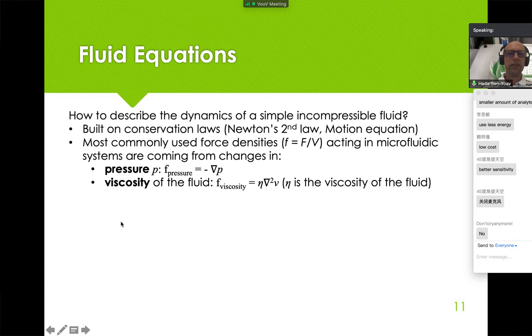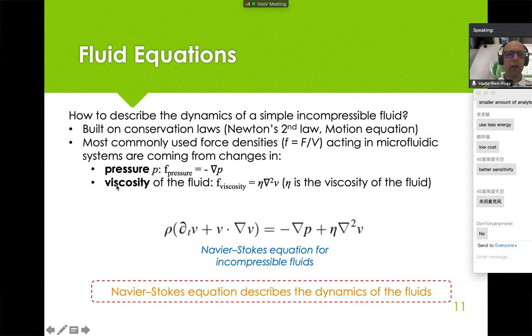So the most commonly used force density, which is basically the force over the volume, comes from the pressure. So the force of pressure pushing the fluid, and the force of the viscosity of the fluid itself. These are two forces that affect the flow in the microchannel. I will not show how the equation was derived; it's in the books that I gave in the literature.